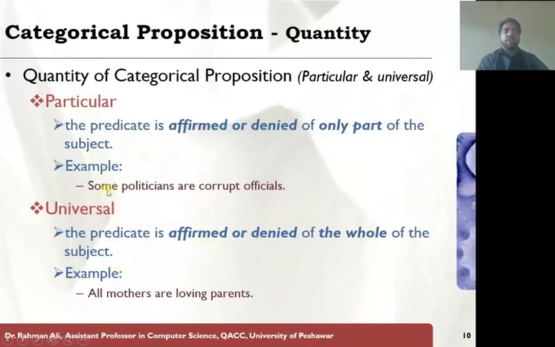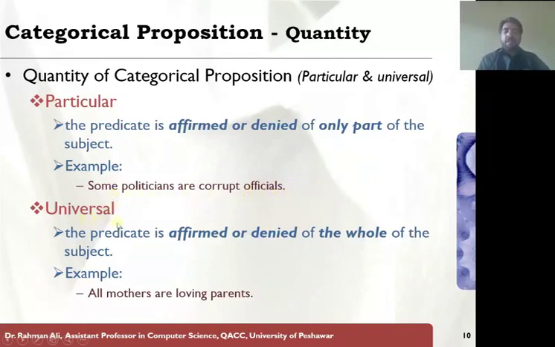What does this mean? Look into this example. Some politicians are corrupt officials. Now politician is the subject, and some part out of this politician class, meaning some politicians, are corrupt officials. Corrupt official is the predicate. So here only a part is affirmed or denied. Now if we take an example of a country and look into those politicians, and if some politicians are corrupt, then this will be affirmed. But if no politician out of all the politicians in that country is corrupt, then this will be denied.